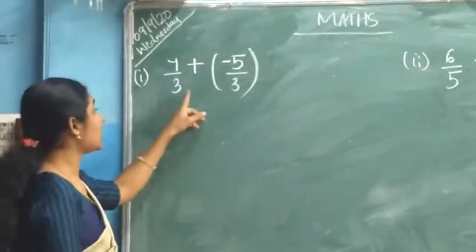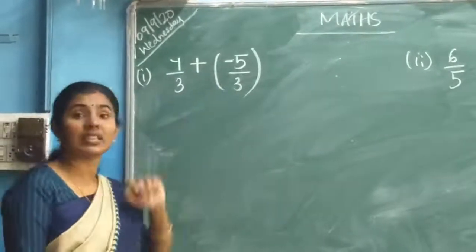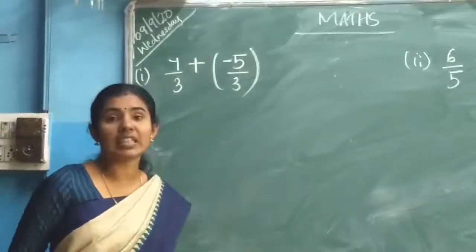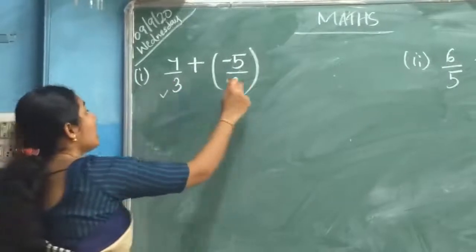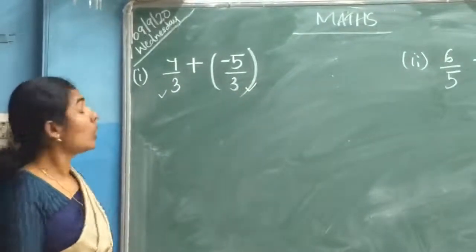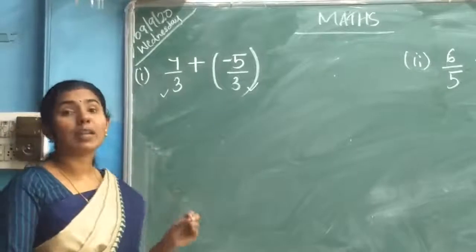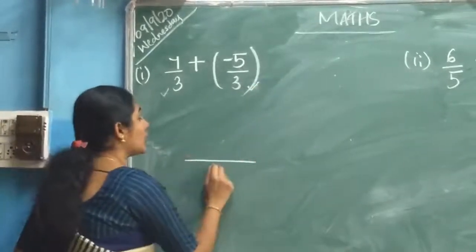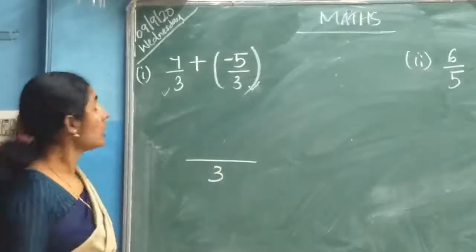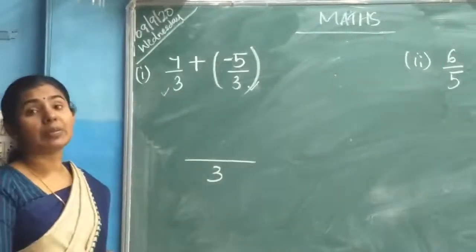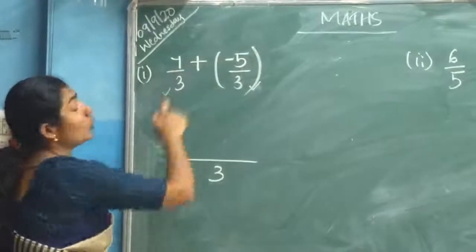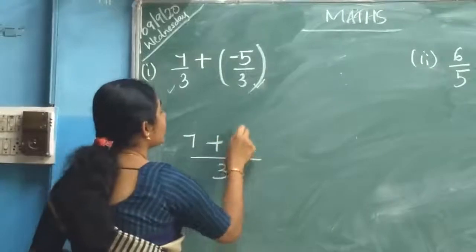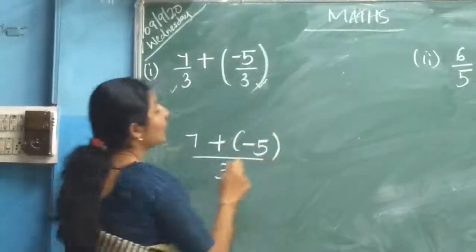Which are the denominators? That is 3. You can see both denominators are the same. So at that time you should apply this rule. What should you do? Take the denominator common. The denominator is 3. Now add the numerators. Which are the numerators? 7 and minus 5.